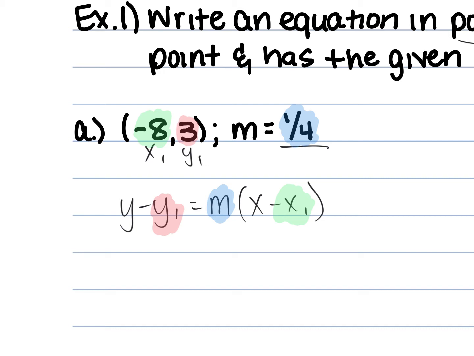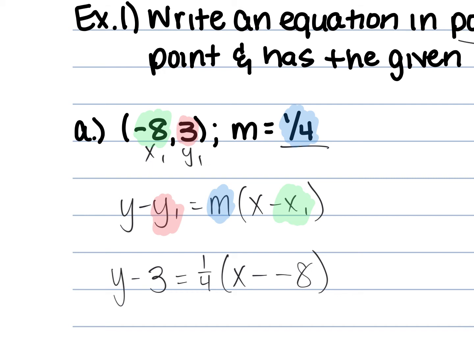So let's write it all out. It's going to be y minus what? 3 equals m, which is now 1/4 times x minus -8. Did you guys hear that? Minus a -8. And this is my answer. Okay? This is point slope form.